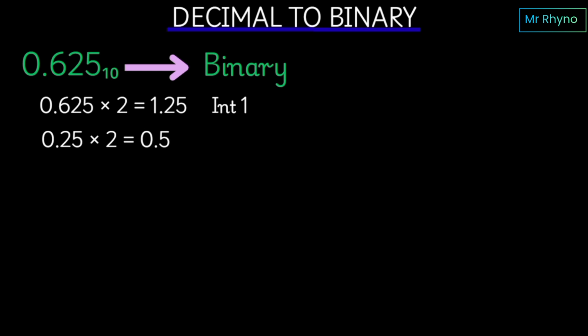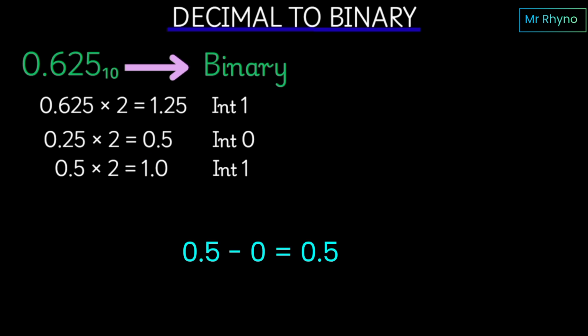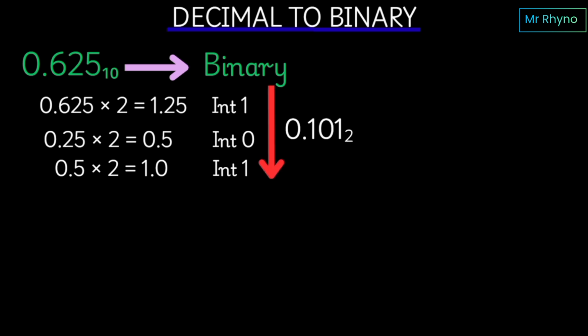So we pick the same 0.25, we multiply it by 2 and we get 0.5. Notice that our integer part is 0 and 0.5 minus 0 is 0.5. So we shall have 0.5 times 2, we get 1 and our integer part is 1, our decimal part is 0, and that is our final step. So in representing this number, we write them from the top to the bottom. So it shall be 0.101 to base 2. So 0.625 to base 10, when we convert it to binary, it shall be 0.101 to base 2.